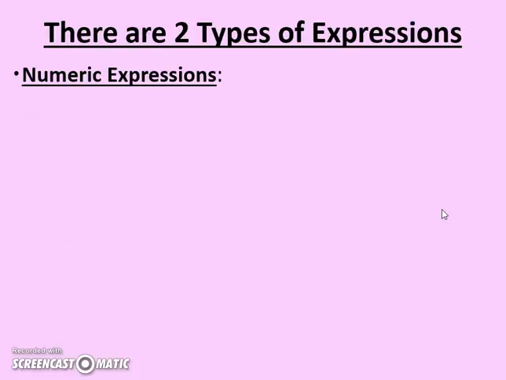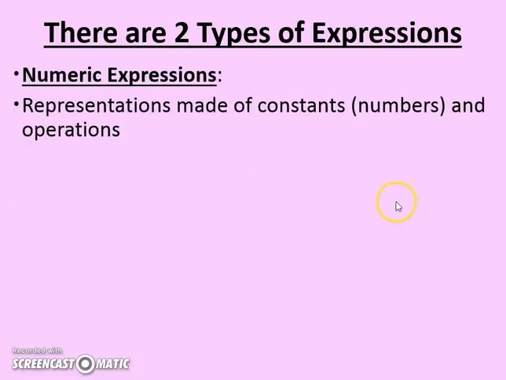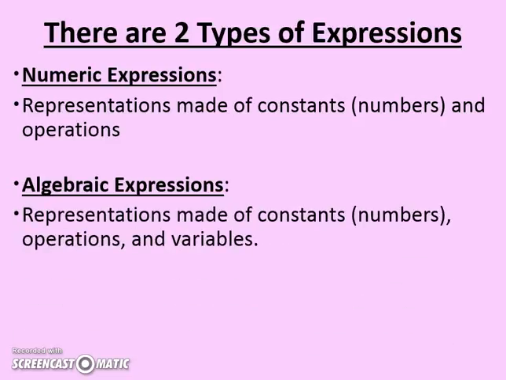There are two types of expressions, only one of which we're going to focus on today, but the first is numeric expressions. Numeric expressions are representations of an amount made of constants, which are numbers, and operations. We also have algebraic expressions, which still contain constants and operations, but at their root basis have at least one variable.